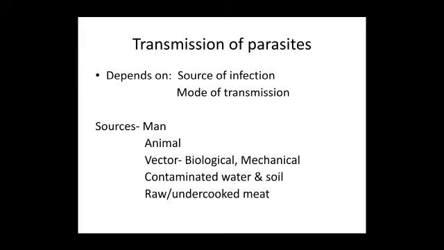Vectors. A vector is usually an agent, an arthropod, that transmits the infection from one infected human being to another. You have two types of vectors: a biological vector and a mechanical vector. A biological vector is one that is required for the transmission of the disease, and part of the life cycle of the parasite takes place within the arthropod. Such an arthropod or vector is called a biological vector.